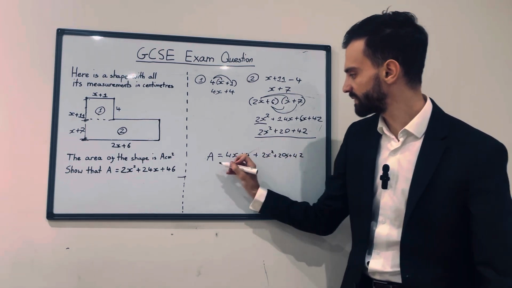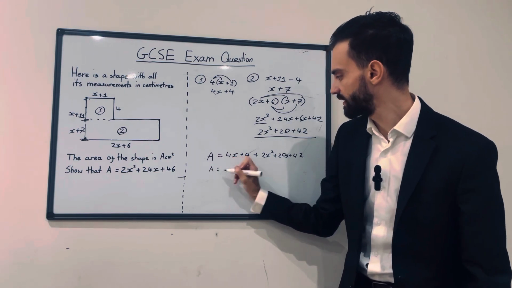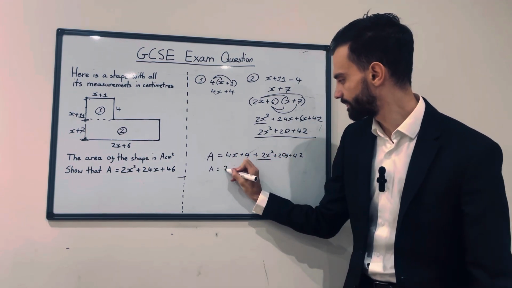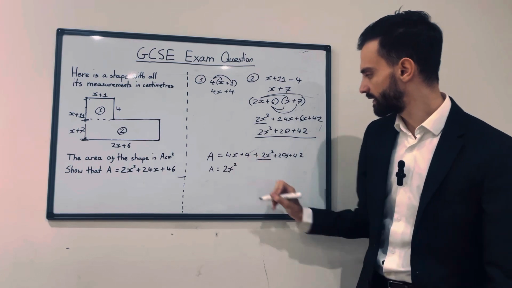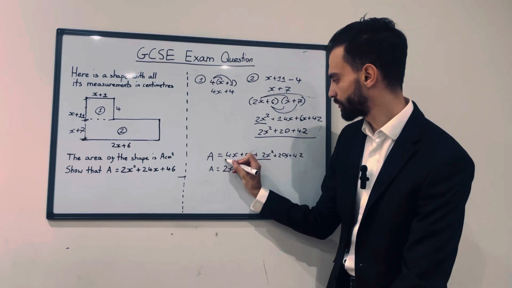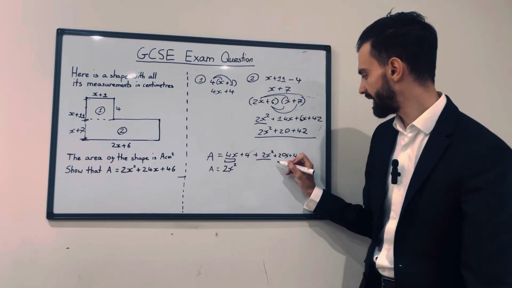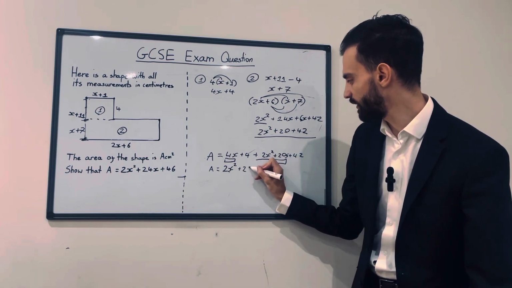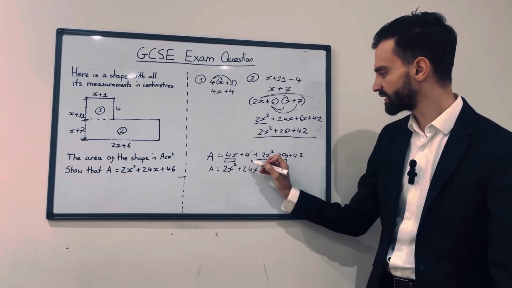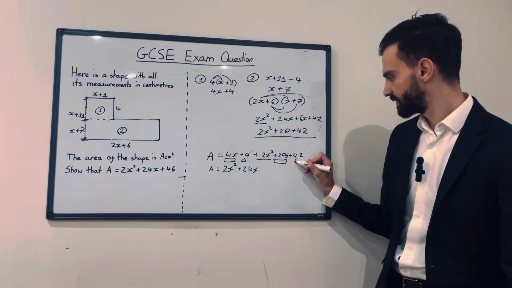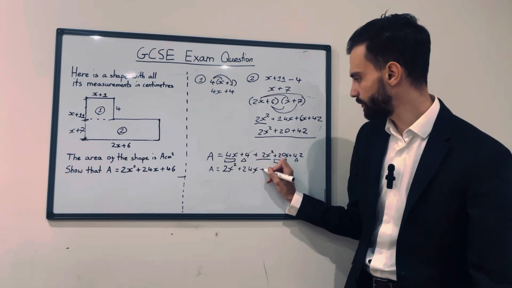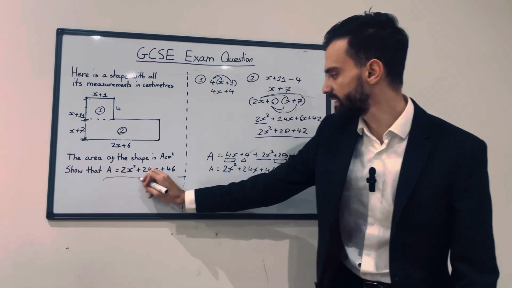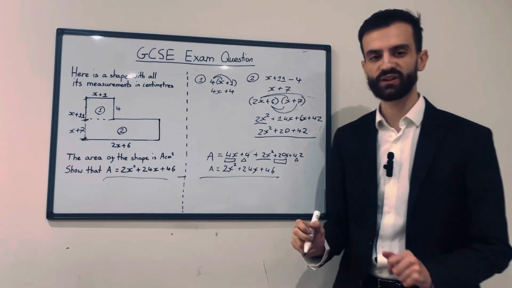Simplifying this underneath by collecting like terms again, we have 2x squared by itself. Looking at the x's, we have 4x here, adding plus 20x, which is plus 24x, and our numbers, plus 4 and plus 42, which is plus 46. We can see that the expression is here and here, and that's our final answer.